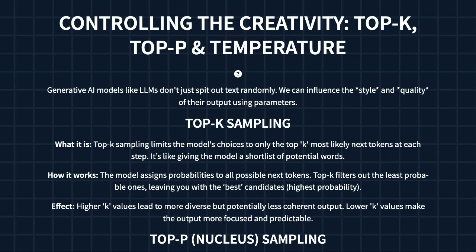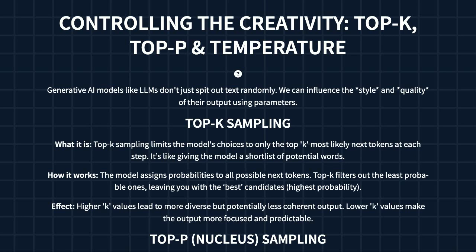They don't just pull words out of thin air, they have choices to make at every step. We use parameters like top K, top P, and temperature to guide that process. First up is top K sampling. This lets the model consider only the best candidates for what comes next, creating a shortlist. Higher numbers mean more variety, but can lead to rambling.